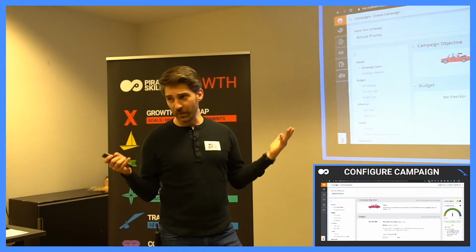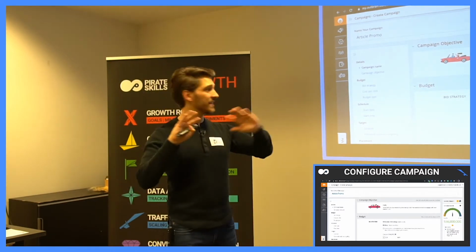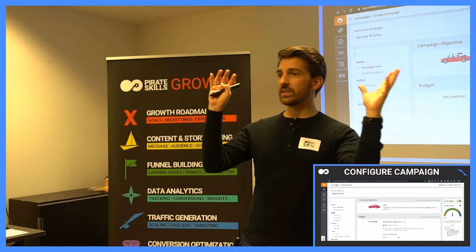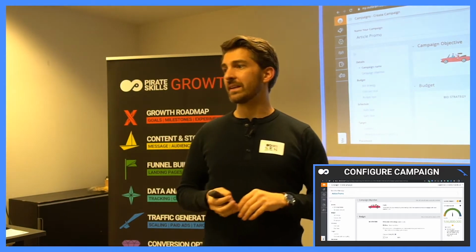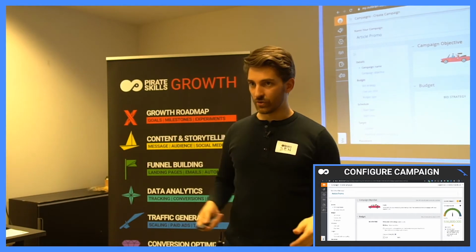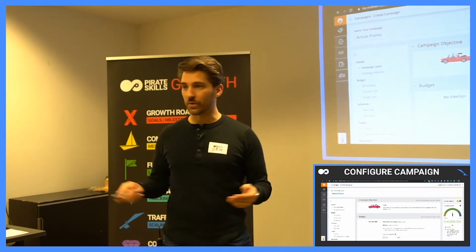So let's assume we have the traffic campaign and we have nothing else set up. You already see that the potential reach is at 556 million people. Yeah, that is ridiculously a lot. You can just narrow it down to 1 to 2 million and you'll be fine. But Outbrain can also work with larger audiences, just like Facebook, if you do conversion tracking.